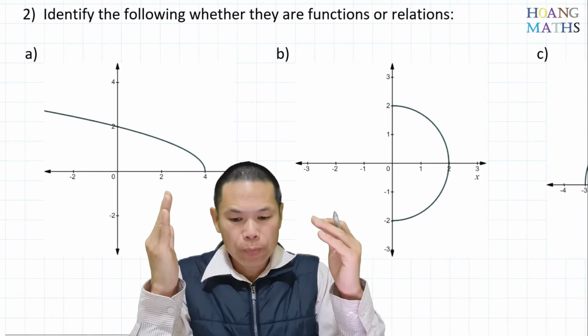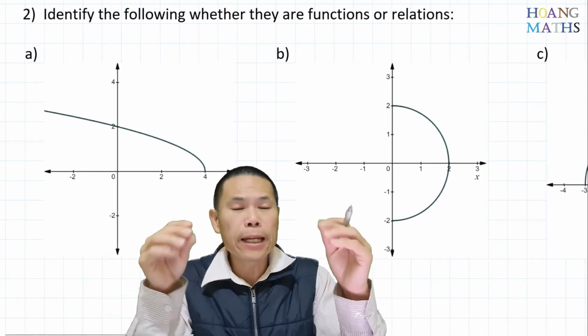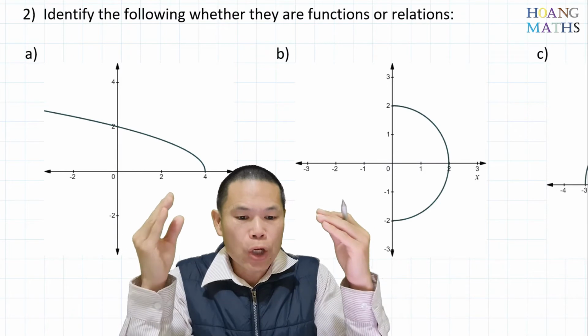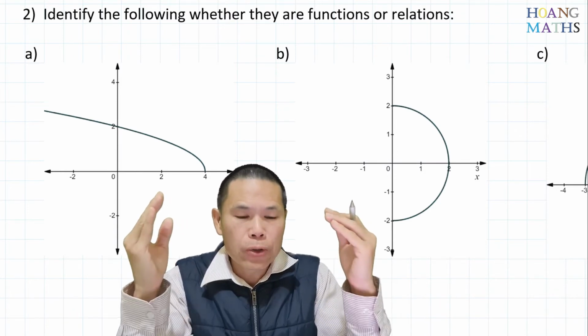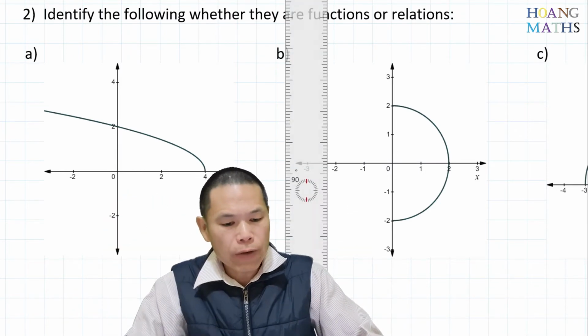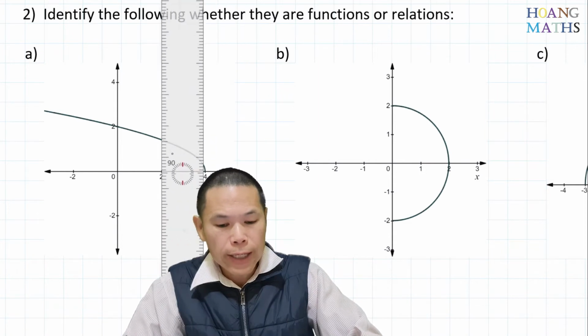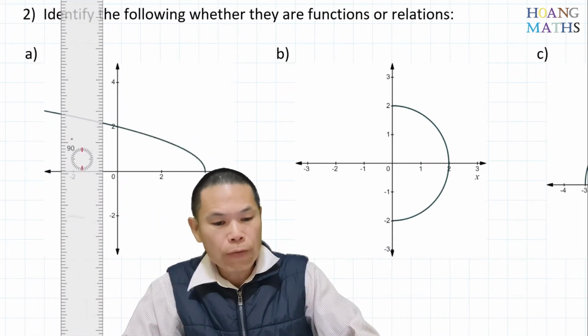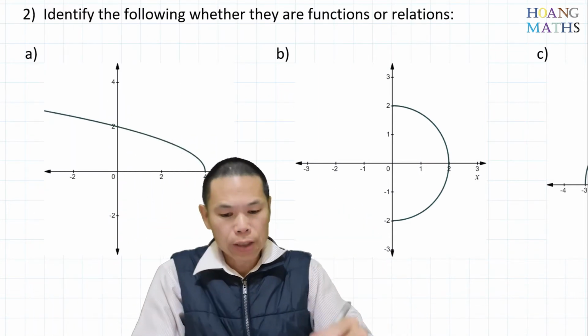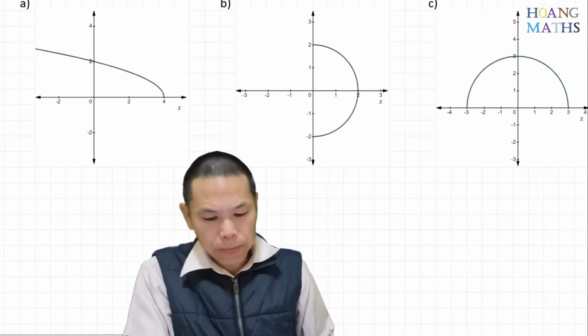First one, we can see that it is a function because it passed the vertical line test. You can see if I go across, it only cuts the curve once. So therefore, it is a function. Let me just write this down.